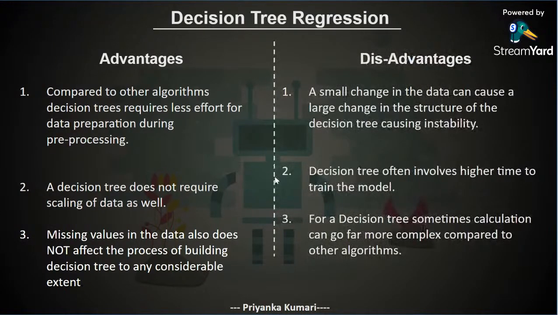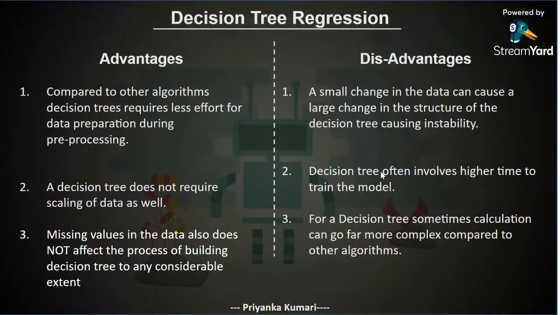Coming to the disadvantages, a small change in the data can cause a large change in the structure of the decision tree, which can cause instability. As we have already seen, the decision tree uses splitting of data into many regions. If there is a small change in the data, it may be split into different regions, which will cause instability in the decision tree. The accuracy of the trained model would be affected, so we should be careful about that. This is one of the disadvantages of the decision tree.